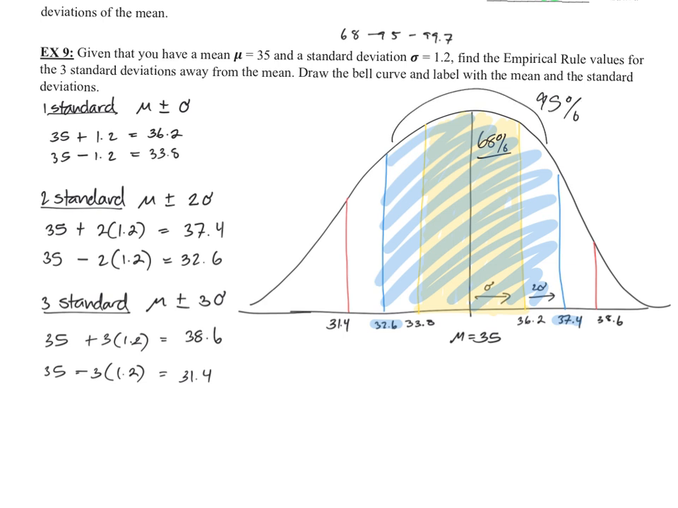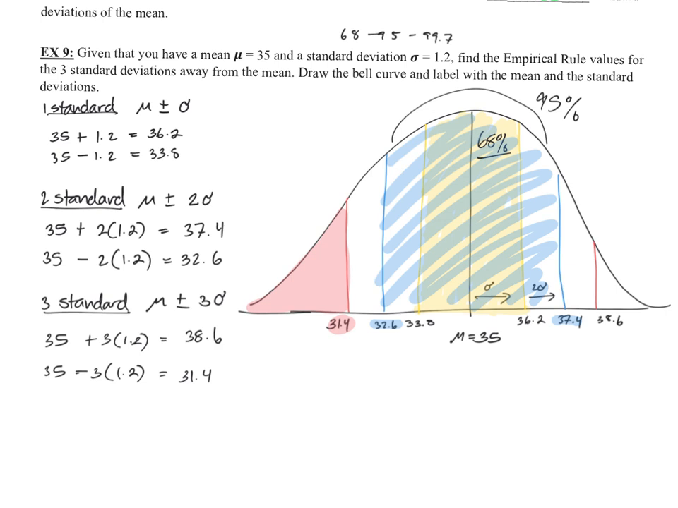But what if I asked you, what percent of our data is less than 31.4? How would I find that? I want this area here. Well, that's not part of the normal standard deviation area. Well, remember, what we know is that the whole area under this curve is 1. Okay? So the whole area under the curve is 1.